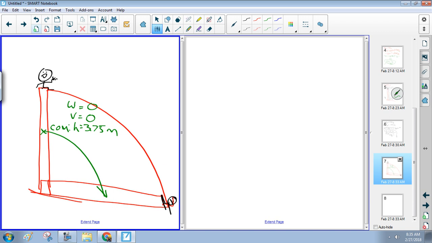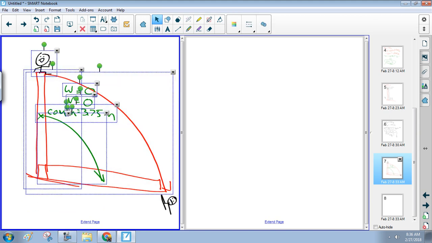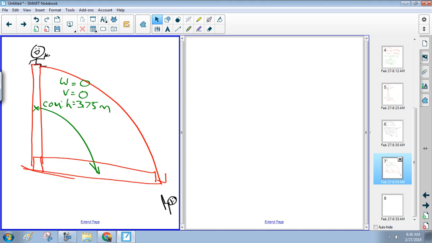Okay, and right before it hits the ground, all right, the height is now basically, for all intents and purposes, 0, but now there's some angular velocity, right? Follow or no?